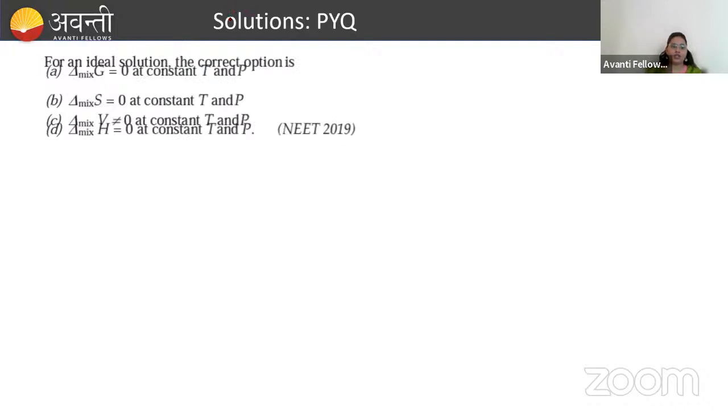For an ideal solution, the correct option is A, B, C, D. For an ideal solution, what should delta H of mixing be? What should delta V of mixing be? We just saw that both should be 0. So for an ideal solution, the correct option is delta H of mixing should be 0 and delta V of mixing should be 0.